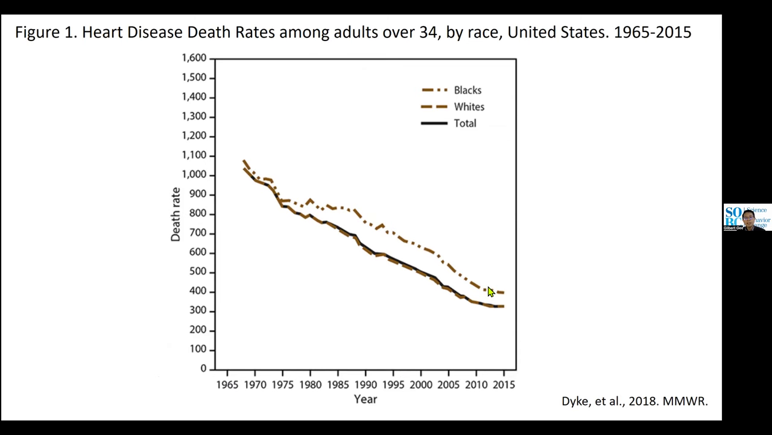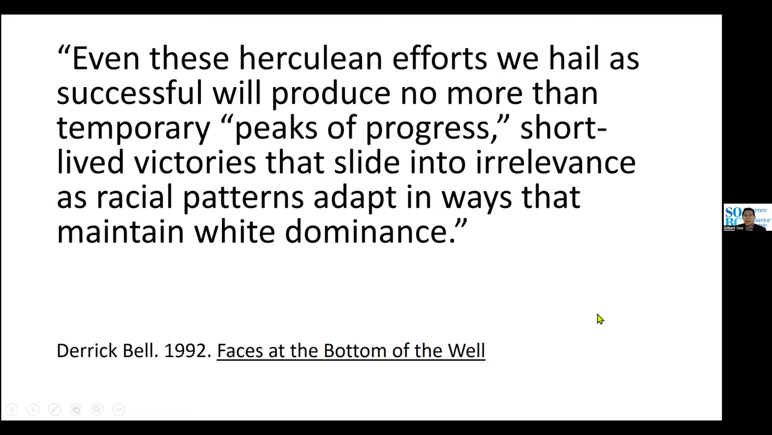And I think we can draw wisdom from Derek Bell, who said, even these Herculean efforts we hail as successful will produce no more than temporary peaks of progress, short-lived victories that slide into irrelevance as racial patterns adapt in ways that maintain white dominance. So in other words, this is essentially saying that the equilibrium of society is inequality.